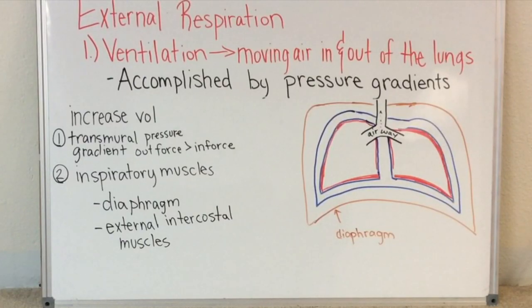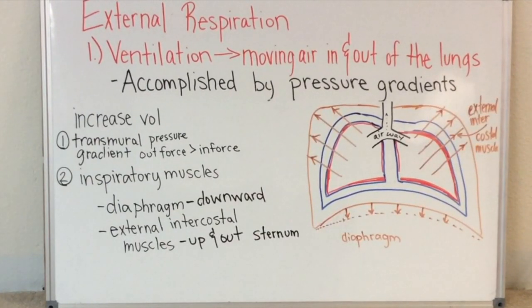Lung volume is also increased by inspiratory muscle contraction. The main inspiratory muscles are the diaphragm and the external intercostal muscles. The diaphragm is positioned in between the thoracic and the abdominal cavity. It is securely connected to the pleural cavity. Surrounding the lungs are the ribs and the sternum. Attached to the ribs and the sternum are the intercostal muscles.